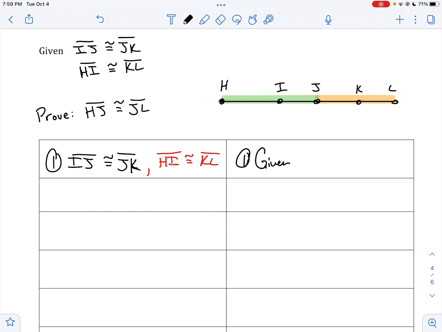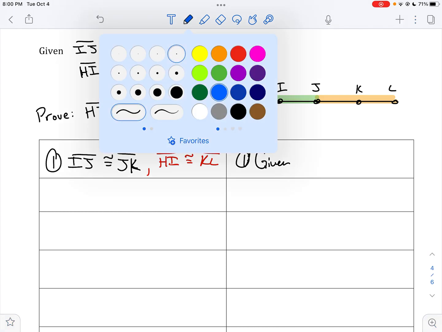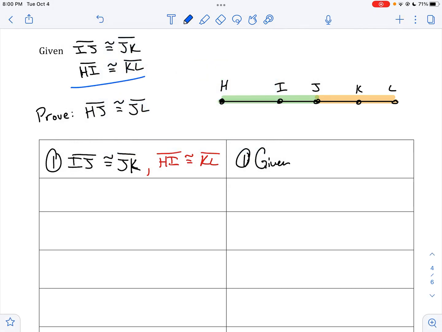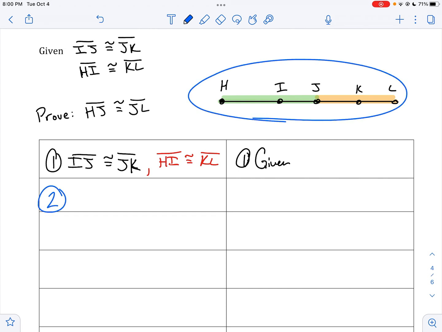Next, if I had any vocabulary words, whether that's linear pairs or vertical angles or midpoint or bisector, something like that, where I've got a word that I can define, some vocabulary word in my given statements, I would maybe look at that next, but I don't have any vocabulary words in there, just congruent segments. So next, let me take a look at my diagram. Does that show me anything that I can assume so far? And nothing is marked, so I can't assume anything. I can't write any given statements from there.